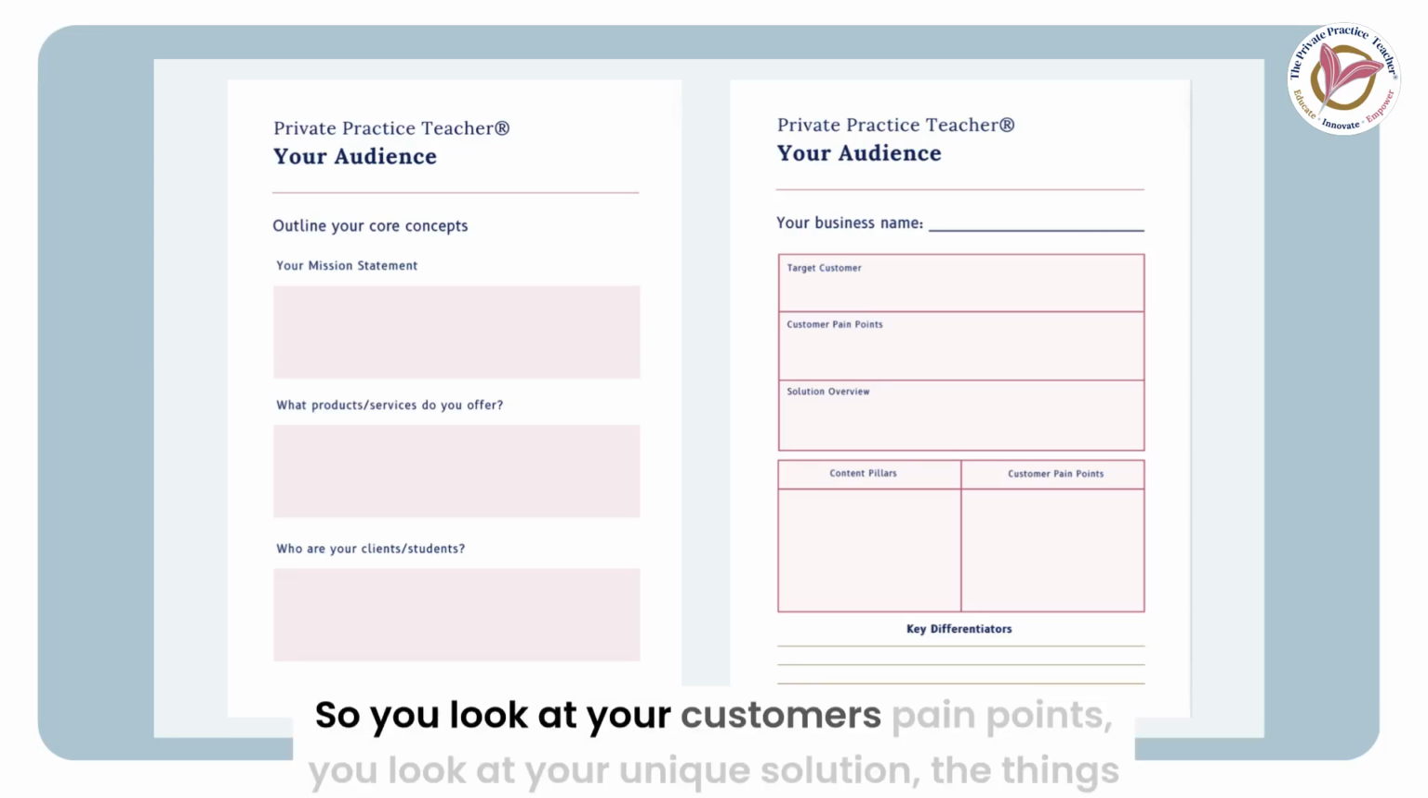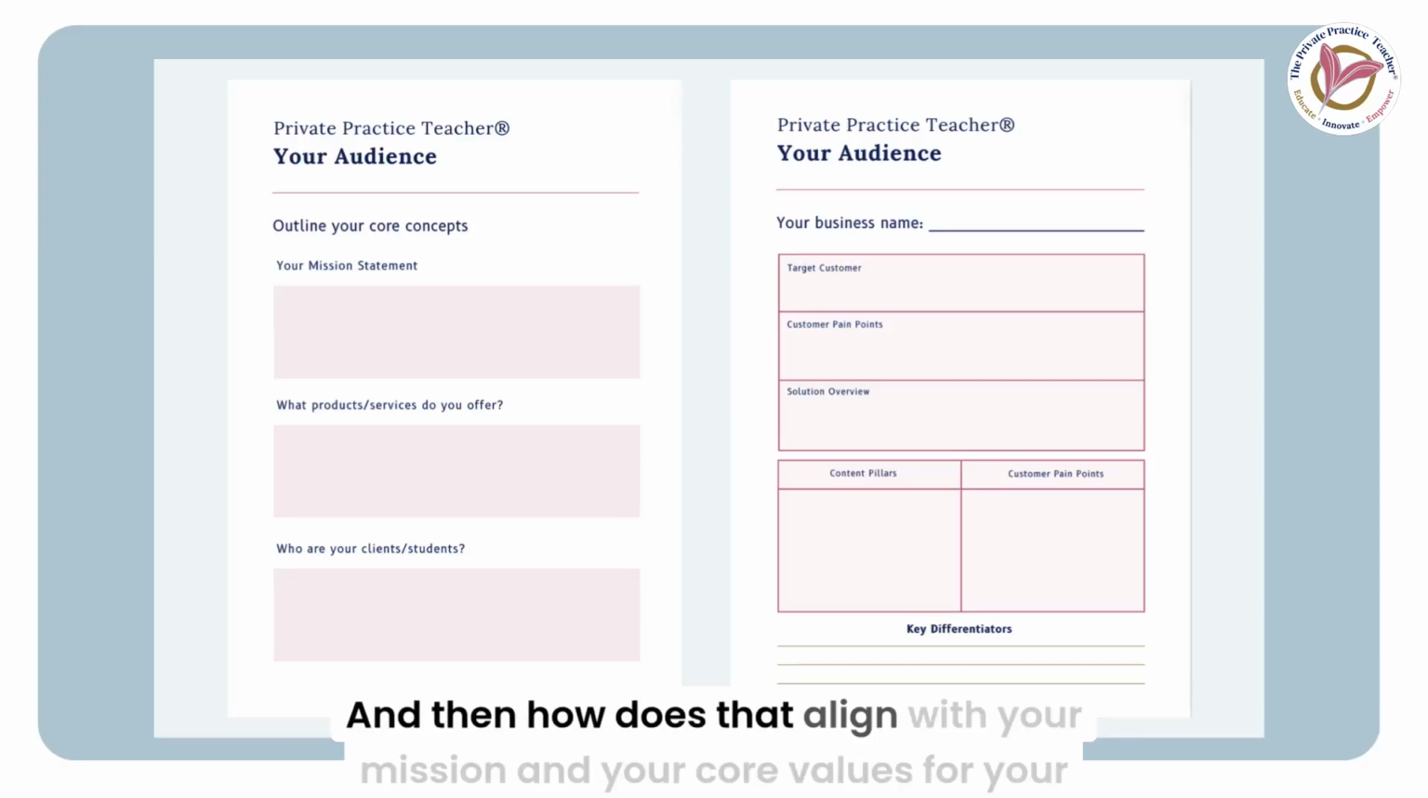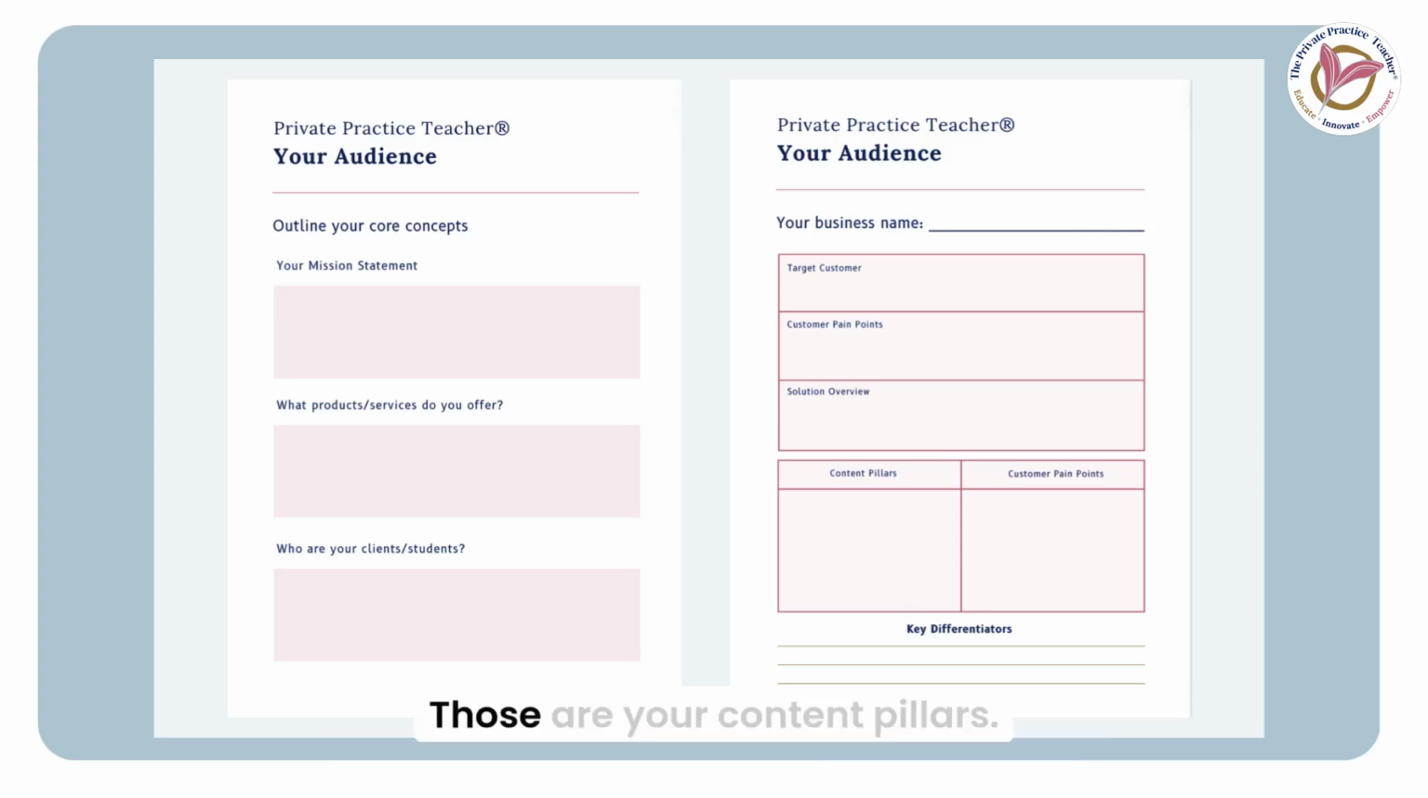So you look at your customers' pain points, you look at your unique solution, the things about you that make you the best person to help them with those pain points. And then how does that align with your mission and your core values for your business? Those are your content pillars.